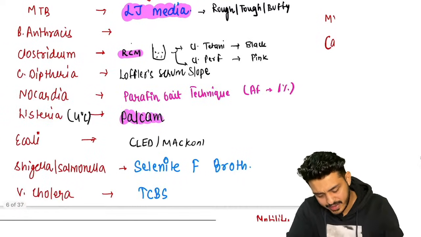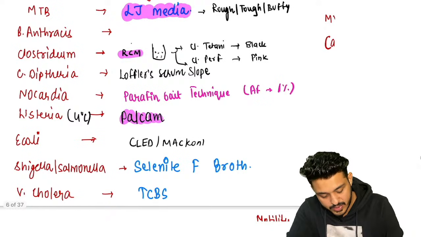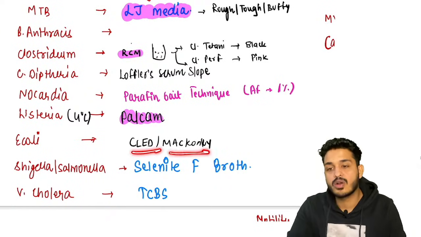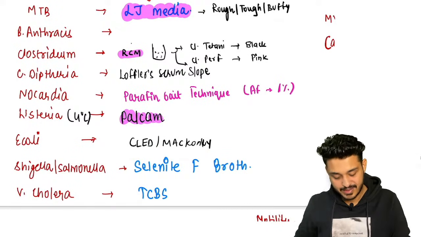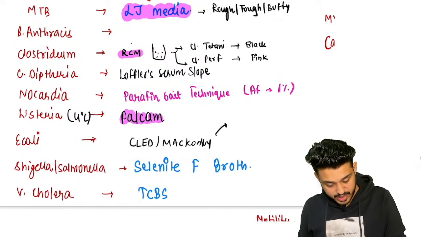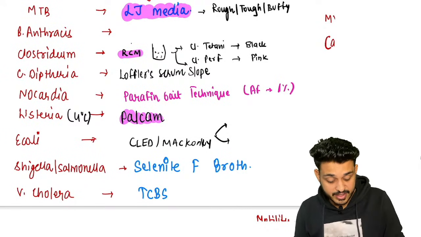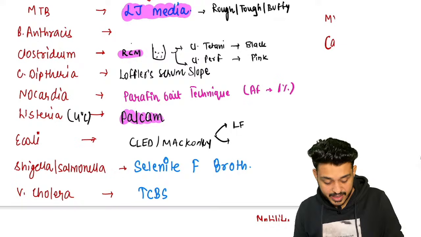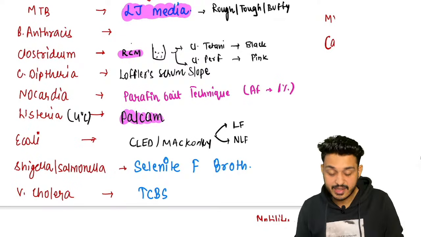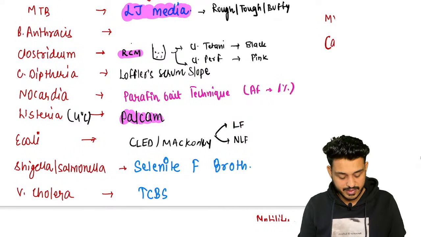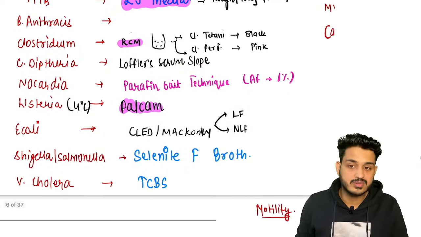For E. coli, we have got the question. E. coli, we can use what? We can use for E. coli, we can use CLED or MacConkey. Remember the last exam question they have asked you. I'm mentioning all the questions. They have asked you MacConkey is going to be differentiating between lactose fermenter and non-lactose fermenter, right? Remember the plate, right? So it is going to differentiate between lactose and non-lactose fermenters, right?